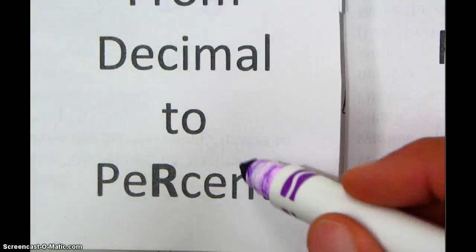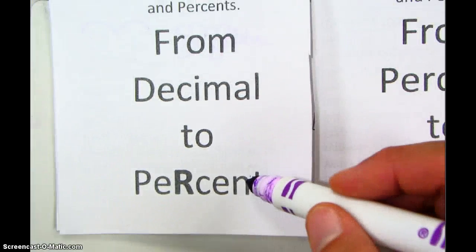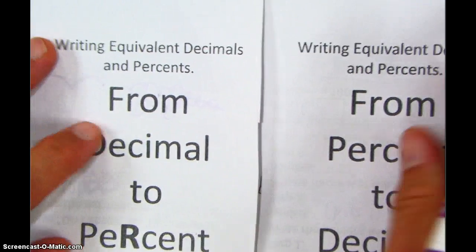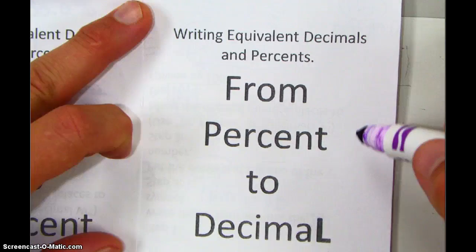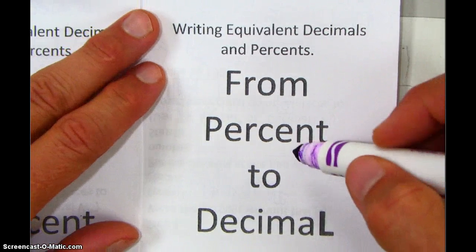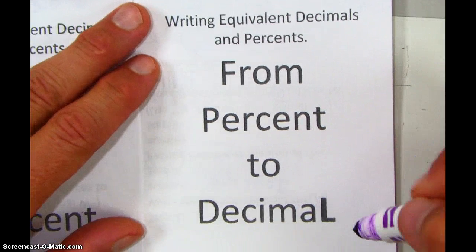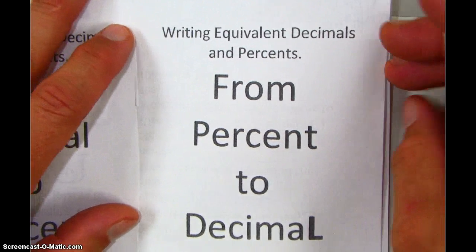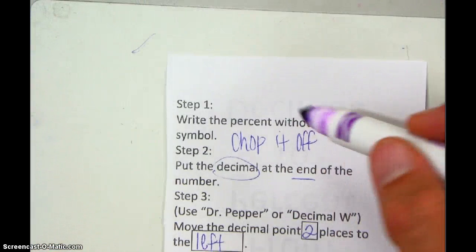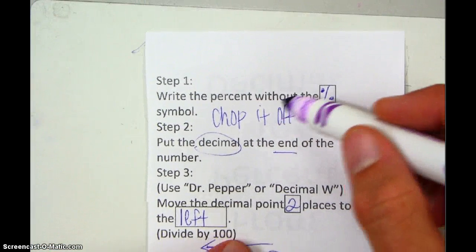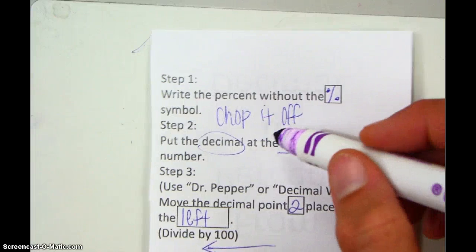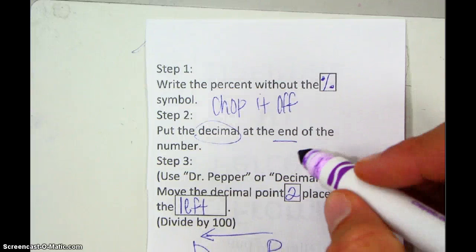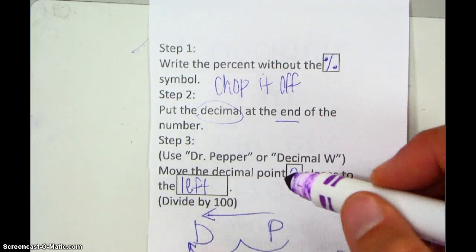You're just moving the decimal two places to the right. Percent. Now let's say you have a percent, but you want a decimal. So look at this decimal. It has a huge L. So you can probably guess what we're going to do now. So step one, write the percent without the percent sign. We just chop that off. We'll put a decimal if we don't have one in our percent. Some percents have decimals in them, some don't.